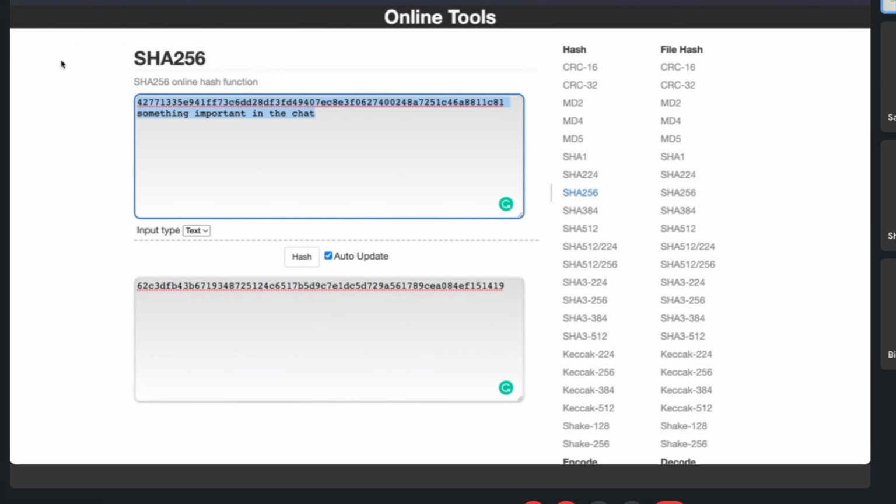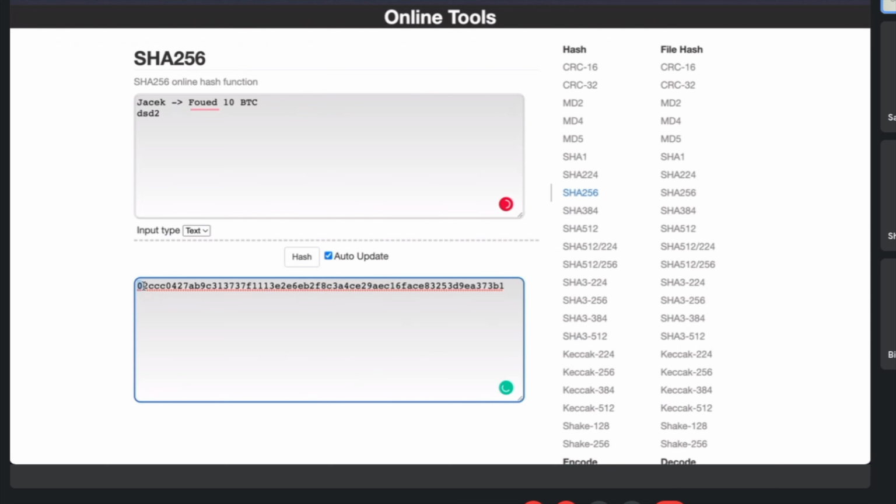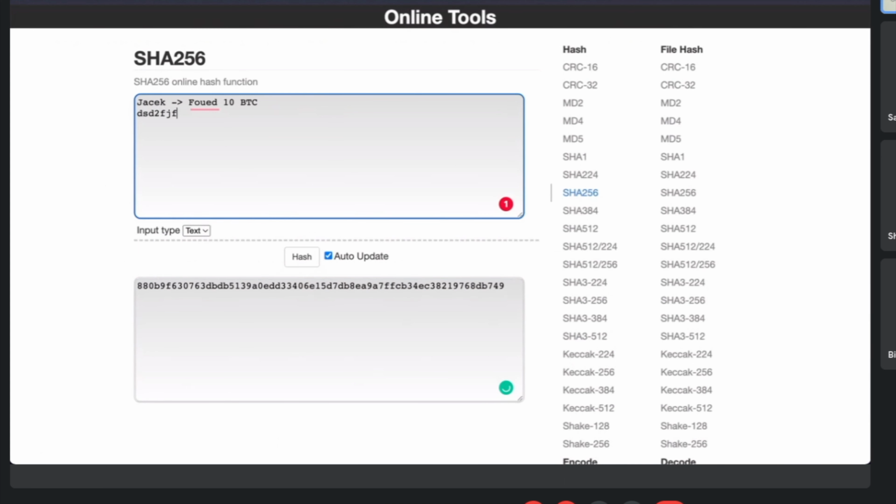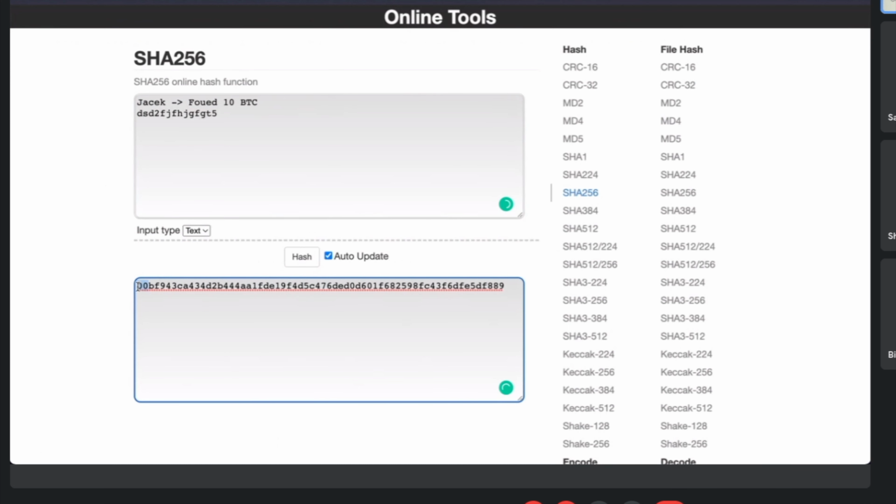So, this is some string. Jacek sends Bitcoin, and we can see that with each letter I'm adding, each number I'm adding, the hash is changing. At some point, there will be 0 at the beginning of the hash. There, 1 zero, it wasn't that hard. It took me 4 or 5 tries to find 1 zero. To find another zero, it took me a bit longer to find 2 zeros at the beginning.